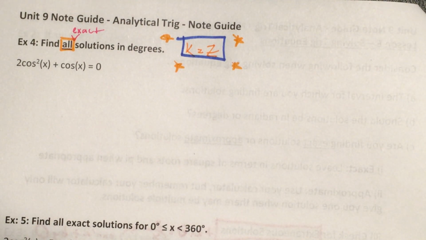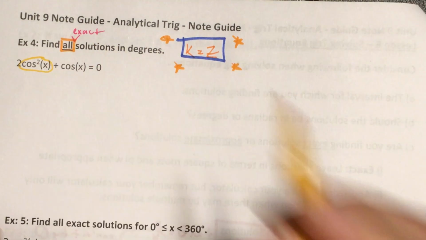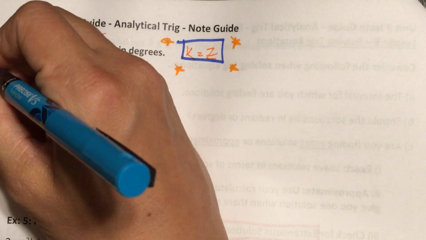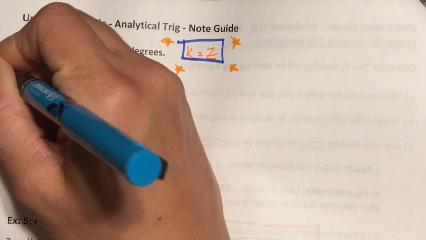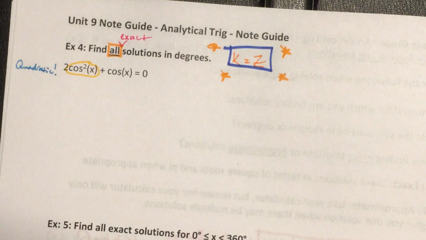So looking at this problem, we've got 2 cosine squared of x plus cosine x equals 0. The first thing that should jump out at you about this one is that we have a quadratic trig term, so we should try to factor this. We're going to write our thought process to the left. We've got a quadratic, which means we're probably going to have to factor it.